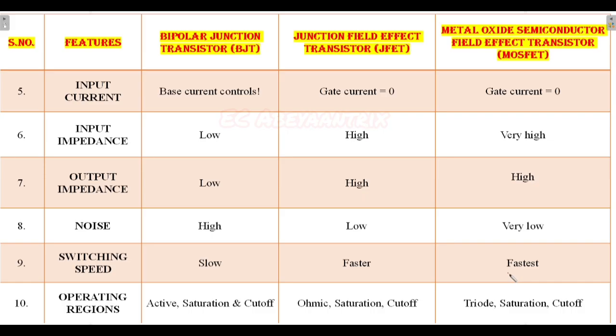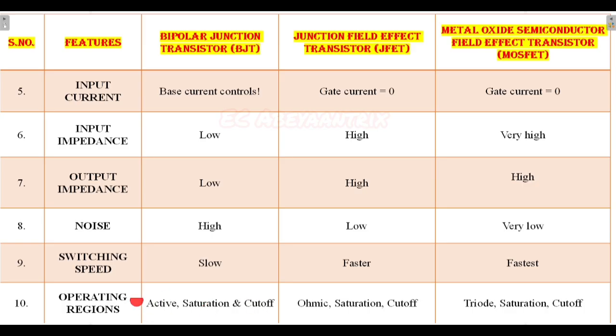There is no minority charge carrier storage here, so that's also a main reason for its fastest switching speed. BJT's switching speed is very slow, and JFET is faster than BJT but not as fast as MOSFET. And coming to operating regions, BJT has three operating regions: active, saturation, and cutoff.